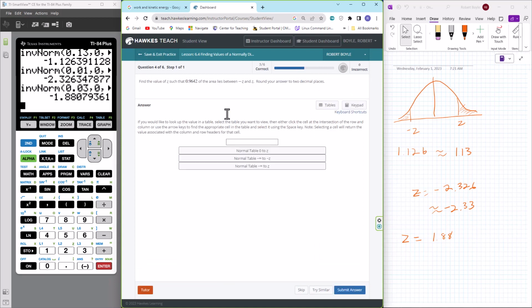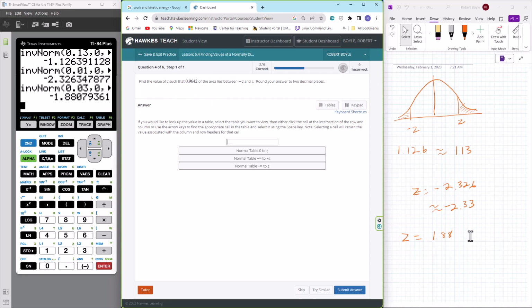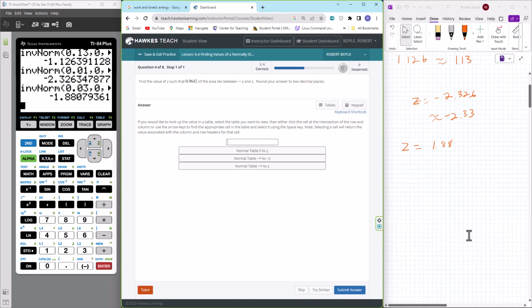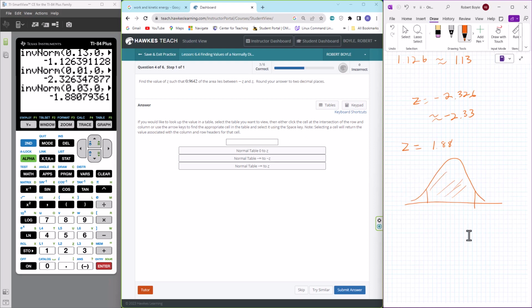Okay, question 4. We actually want to find the value of z such that 0.9642 of the area lies between negative z and z. So once again, here's my normal curve. And we know that between here and here, this should be 0.9642.